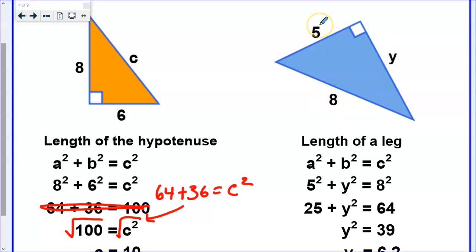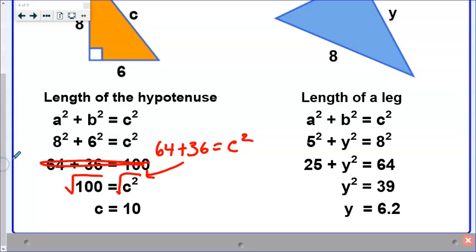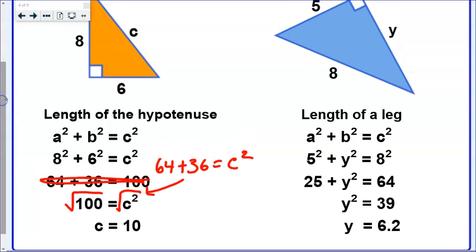A and b can be interchangeable, so you can decide which is 5 and which is the y. Now, they put it in the formula. They decided that the y was going to be the b. So a squared plus b squared equals c squared. They've got the 5 plugged in, the 8 plugged in. Okay, and they've gotten to this step here.